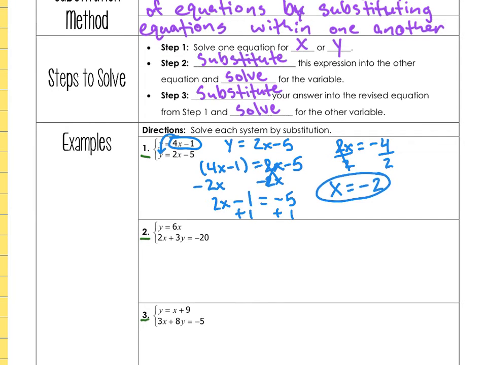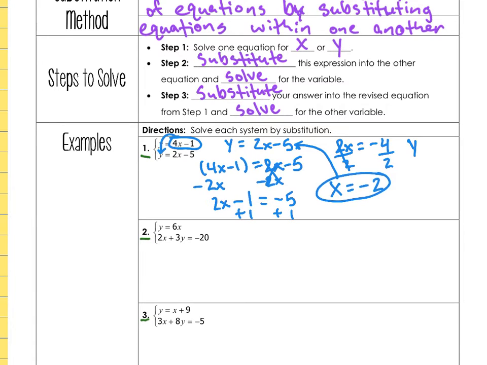That's one part. But don't forget that we still have to do step 3 and substitute this answer into the revised equation from step 1. So I'm going to take this x equals 2 and plug it into the equation we used here, y equals 2x minus 5.